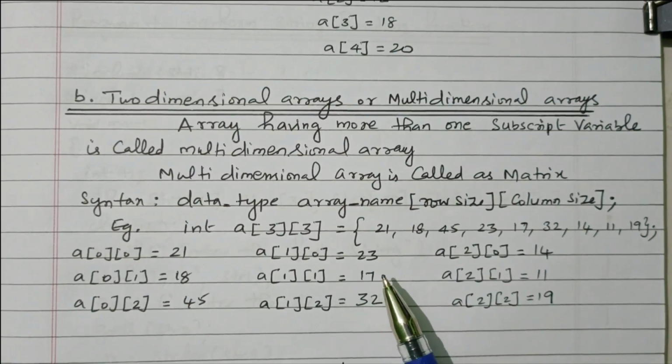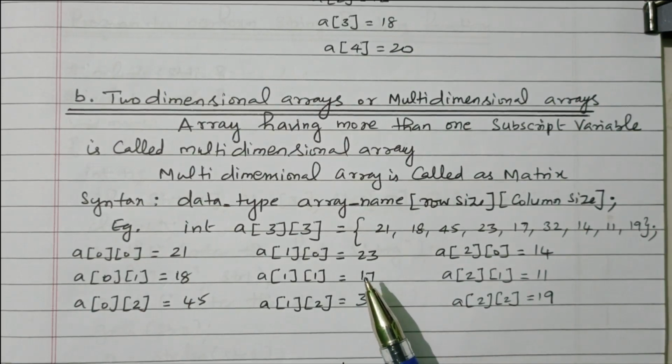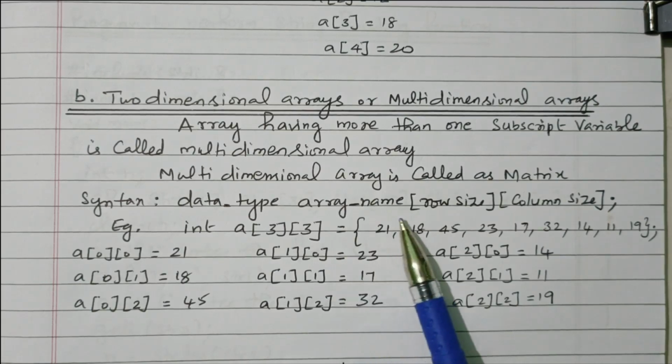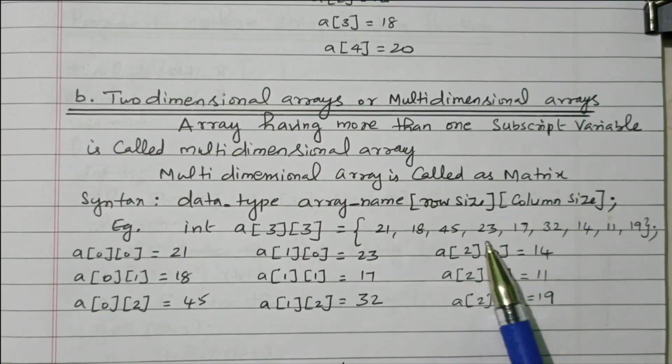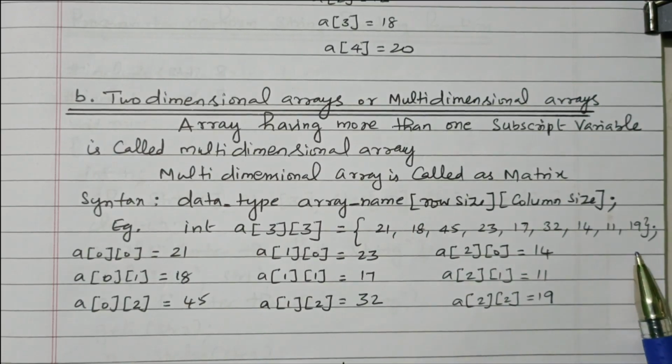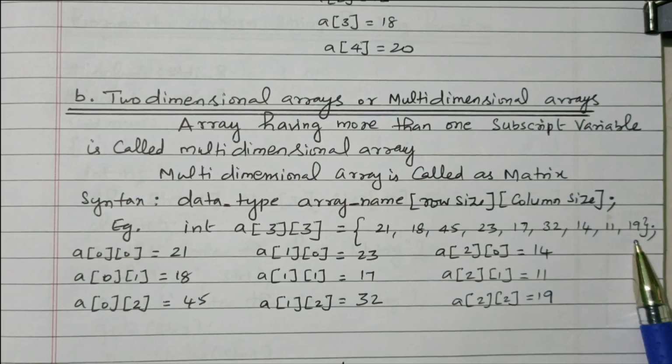So a multi-dimensional array, in that two subscripts are available, means it is a matrix. We need to specify the row size and column size. The example is available. There are 9 elements. How are these 9 elements stored?